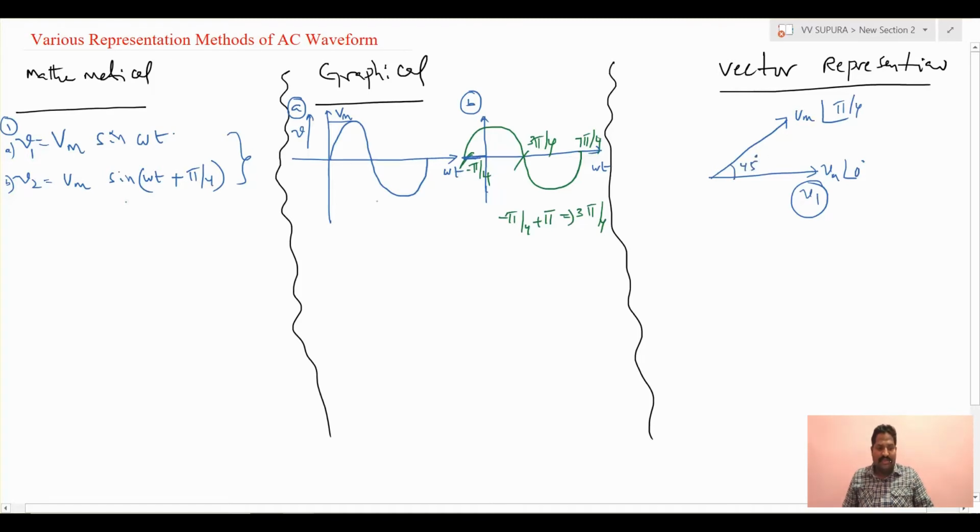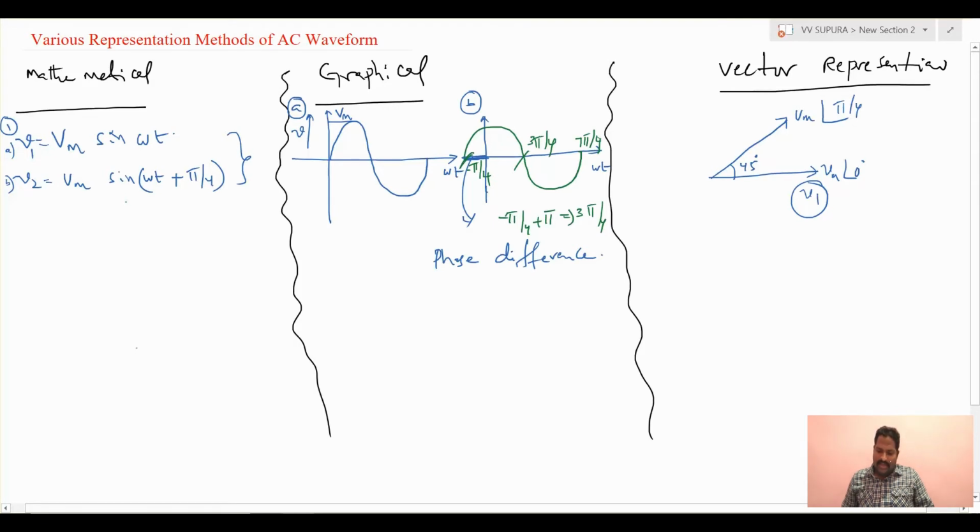So these are the three methods of representation of waveforms. This is called the phase difference. The phase difference between V1 and V2 is pi by 4.